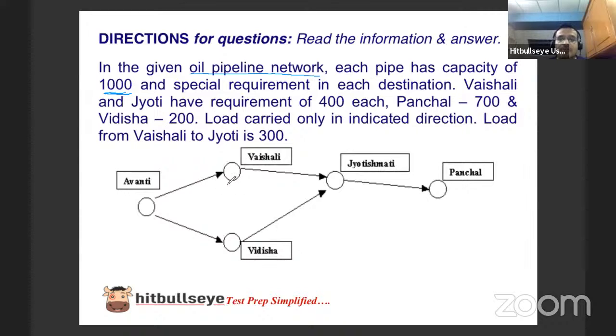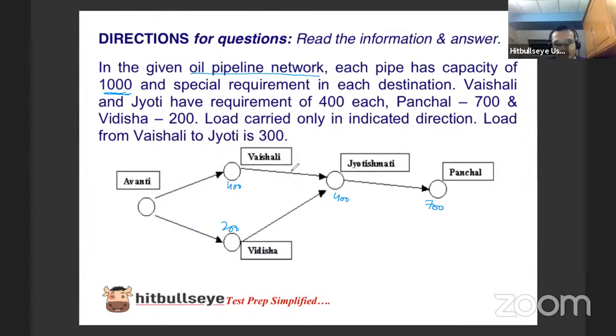Vaishali and Jyoti have a requirement of 400 liters each. So let's write down here, 400 liters needed. Here also we need 400 liters. Panchal has a requirement of 700 liters. Okay, Vidisha has a requirement of 200 liters. Okay, and the load is carried only in the indicated direction. So oil can go only where the direction is given, not in the reverse direction. Please check. Load from Vaishali to Jyoti is 300.